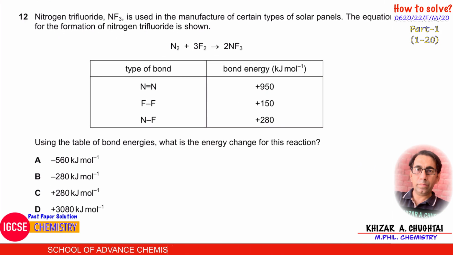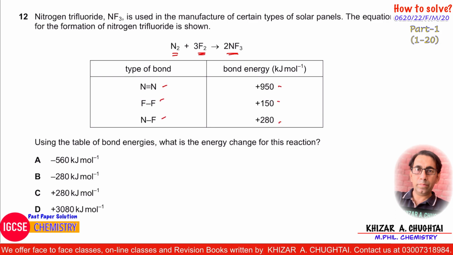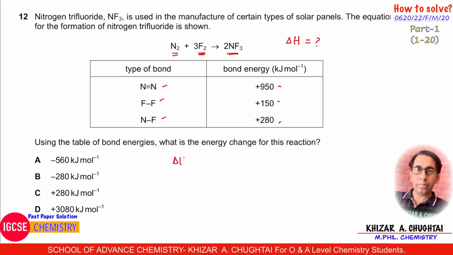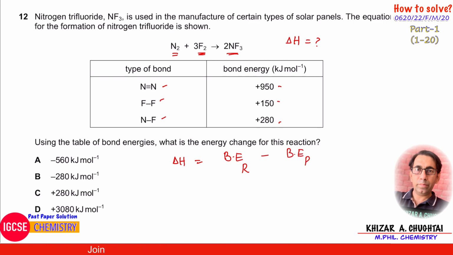Question number 12. Nitrogen trifluoride is used in manufacture of certain types of solar panels. The equation for the formation of nitrogen trifluoride is shown: N2 + 3F2 goes to 2NF3. The table shows the types of bonds, and the second column shows the bond energy. Using the table of bond energies, what is the energy change of this reaction? He is asking us to find delta H of this reaction. The formula is delta H equals bond energy of the reactants minus bond energy of the products.